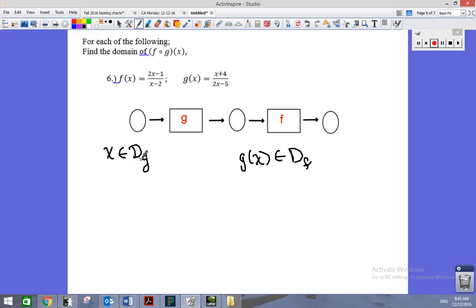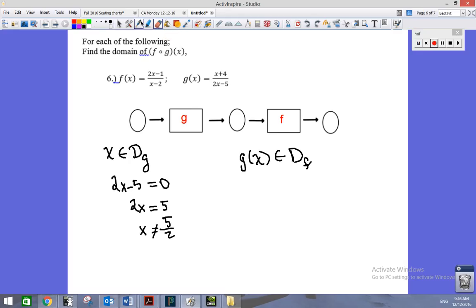So if we look at the domain of g, that's pretty easy to see what's going on here. We've got 2x minus 5 in the denominator. We can't allow that denominator to equal 0, which means that we can't have x be 5/2, because if we plug 5/2 into g, we get an output that's undefined. So g refuses to work with 5/2.